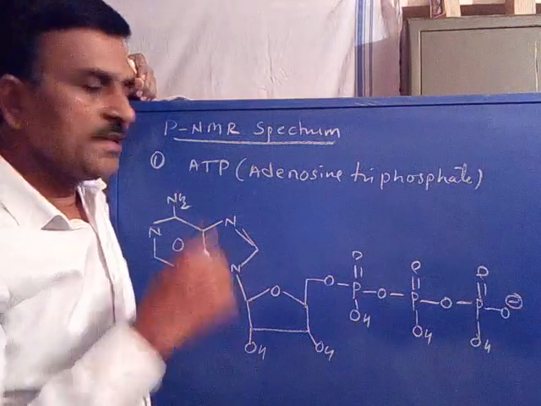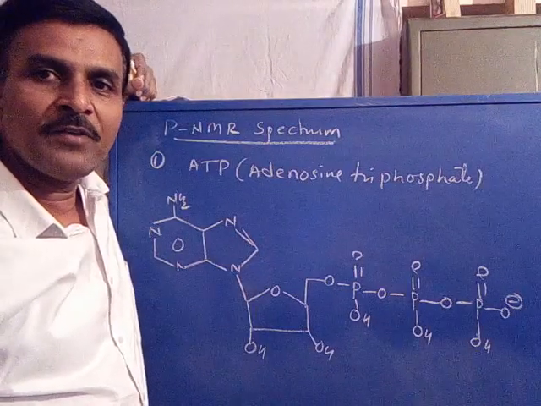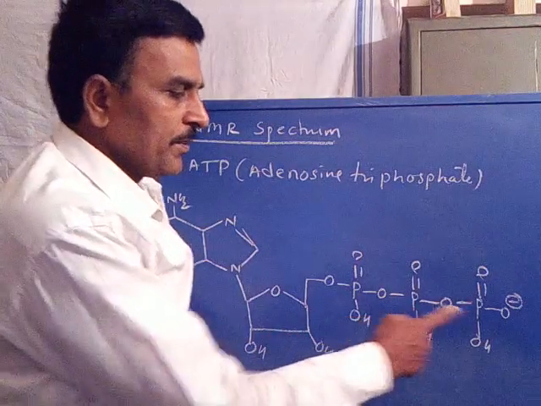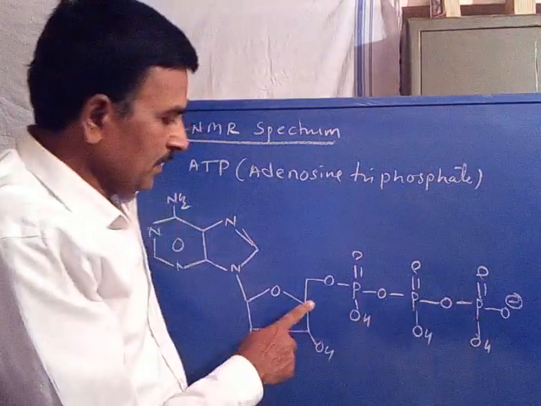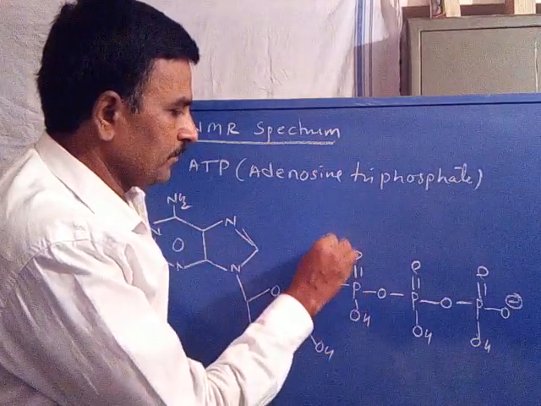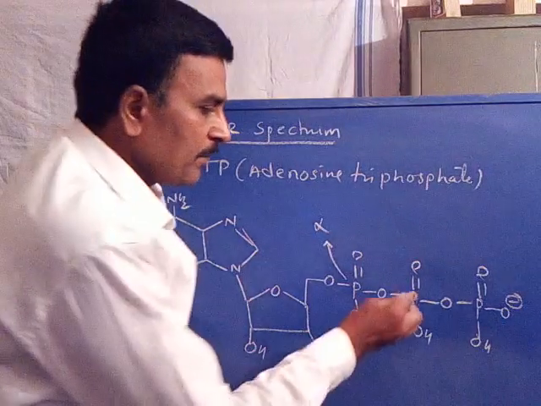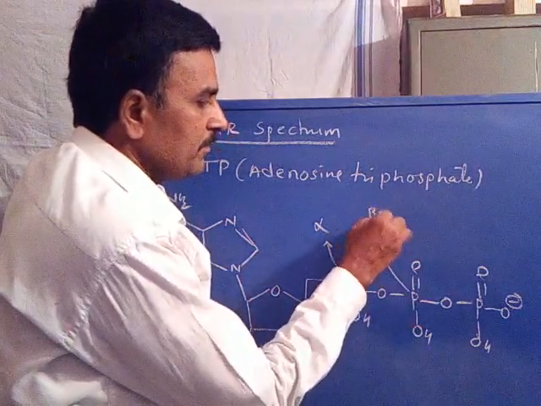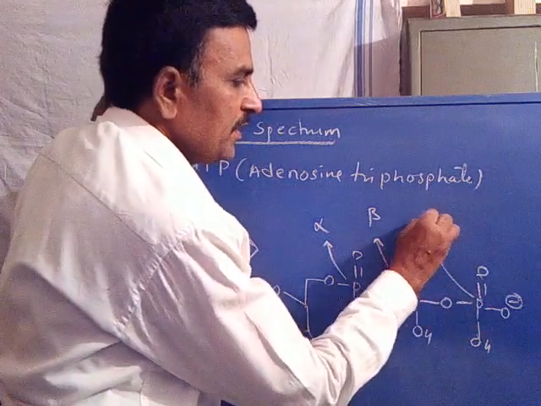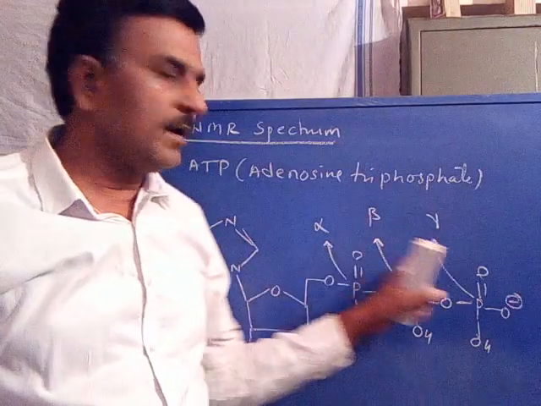Now it consists of three phosphorus nuclei in the side chain of triphosphate. One phosphorus, second phosphorus, here third phosphorus. With respect to this group, the first phosphorus is designated alpha. The middle phosphorus is designated beta. The third, terminal phosphorus is designated gamma. Now there are three phosphorus: alpha, beta and gamma.